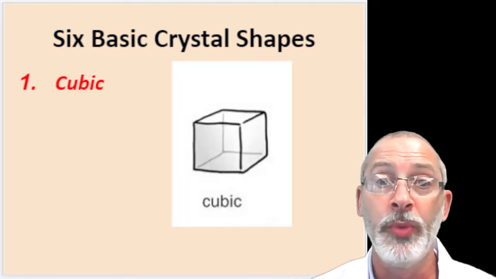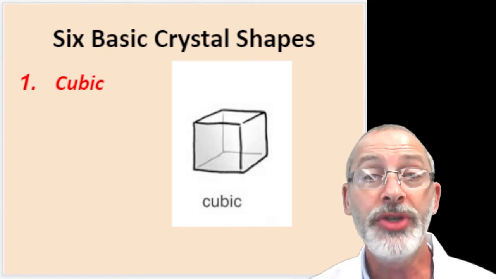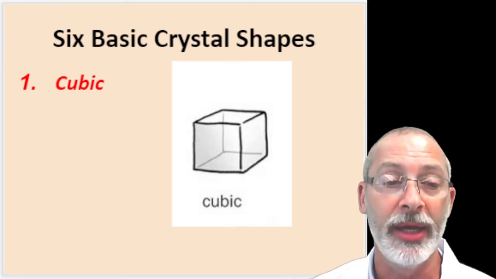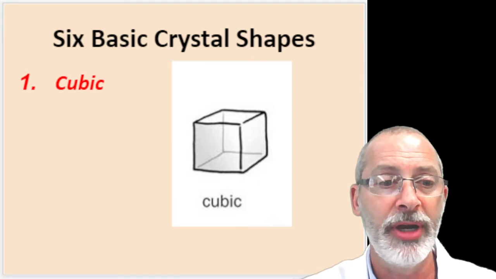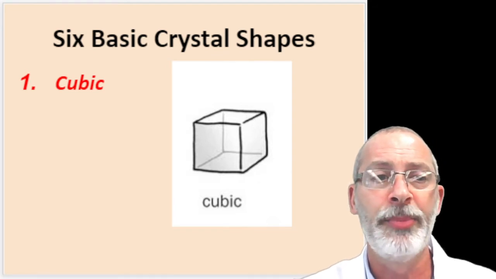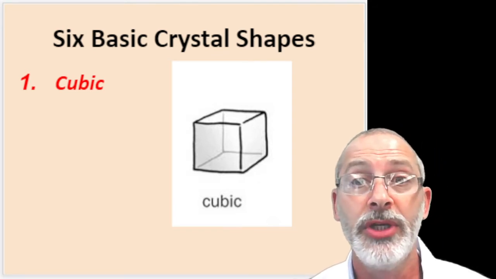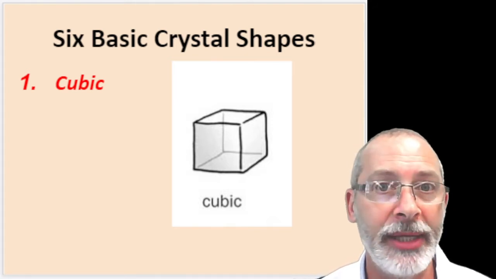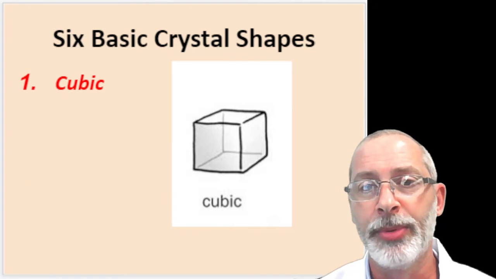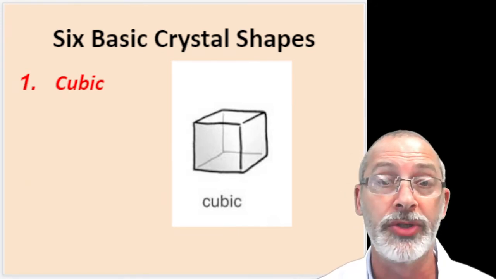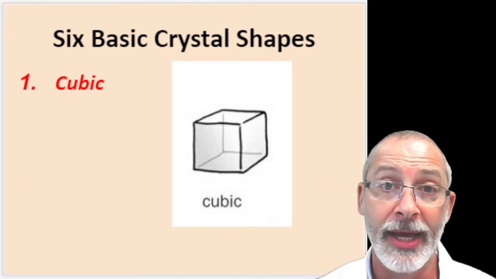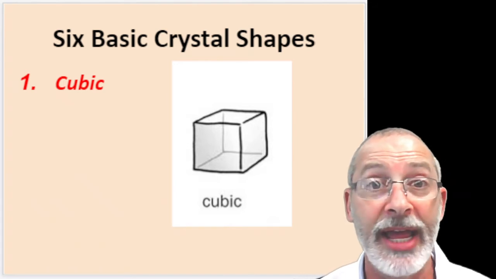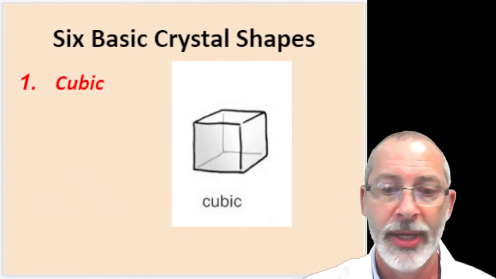So let's begin with the simplest crystal shape, and that is a cubic crystal shape. I've already shown you some examples of a cubic crystal shape like pyrite. Pyrite is an example of a mineral with a cubic crystal shape, and in the mineral collection that I have, there's a great example of that.